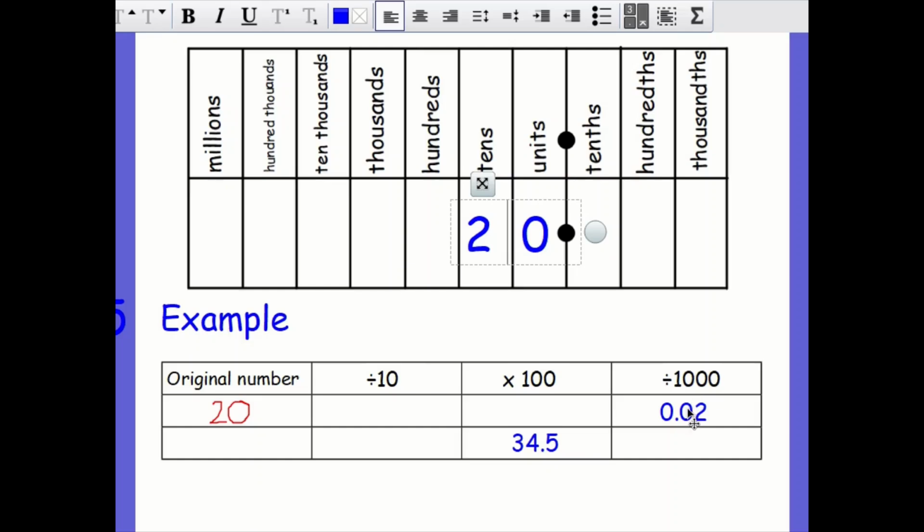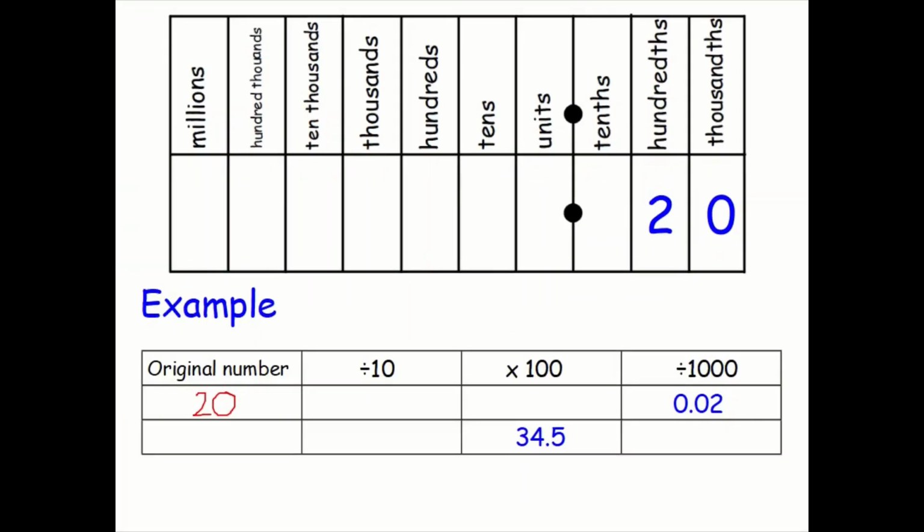Let's have a look. So if I've got 20, 3 jumps to the right, remember, because we're dividing by 1,000. So 1, 2, 3. And what do we do when we've got spaces here? We put zeros in them. So there you go. 0.02. And you can leave this here or you can ignore it for the time being, that's fine. But your most important thing is that your 2 is in that hundredths column. And there we have it, 0.02.